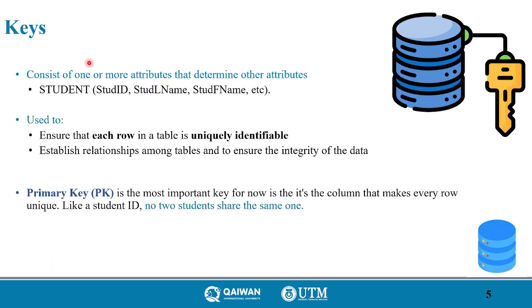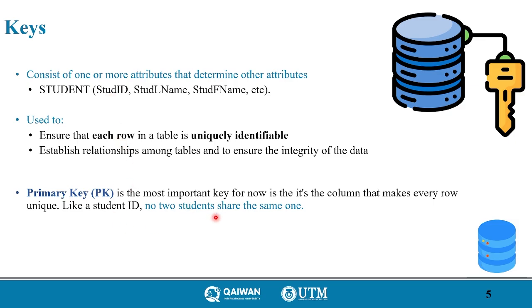Now, what are the keys? A key consists of one or more attributes that determine other attributes. For example, if I know the student ID, I will also be able to know the student last name or first name, etc. I will use it to ensure that each row in a table is uniquely identifiable, so there is no duplication, to establish relationships among tables and ensure integrity of the data. Using this key, we could create a relationship between other tables too.